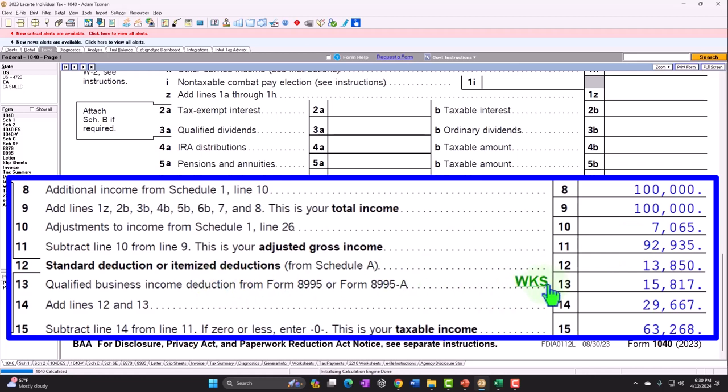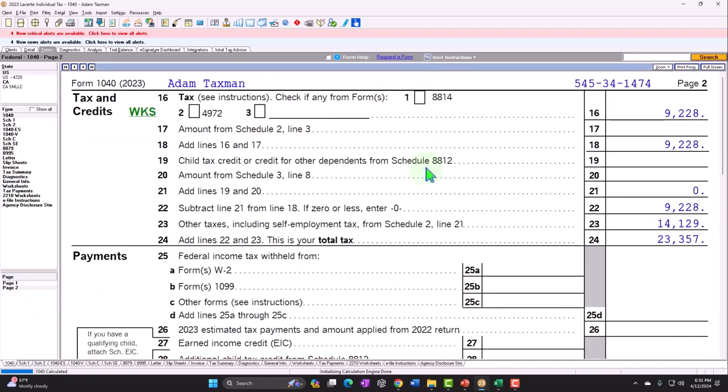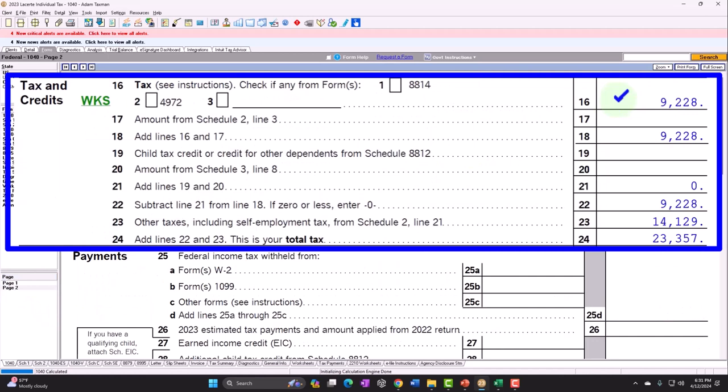Standard deduction, we're going to say, is for the single filer, the $13,850. We also have the system calculating for us the qualified business income deduction from Form 8995, $15,817, subtotal $29,667 to get finally to the taxable income, the 63,268, and then page 2 calculating both the federal income tax, 9,228, and the Social Security and Medicare, the self-employment taxes, for a total tax of 23,357. So that is our starting point.